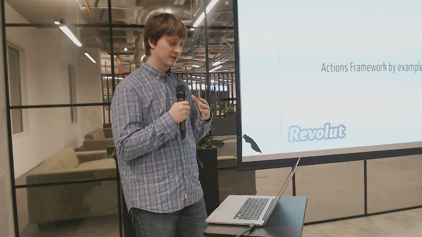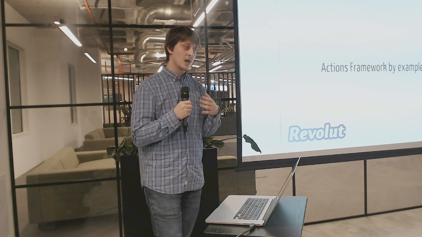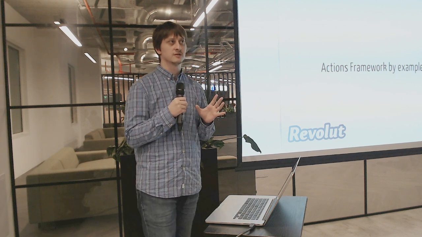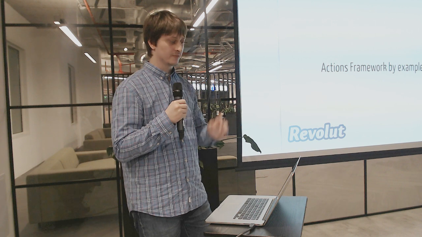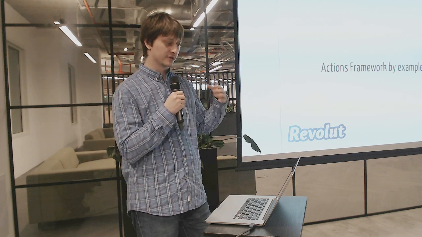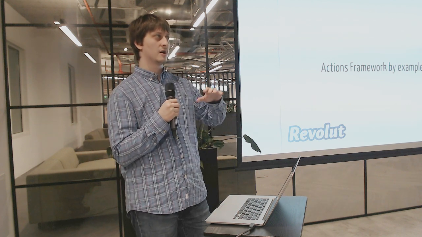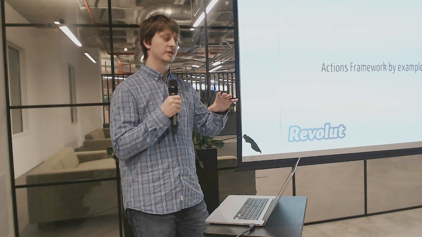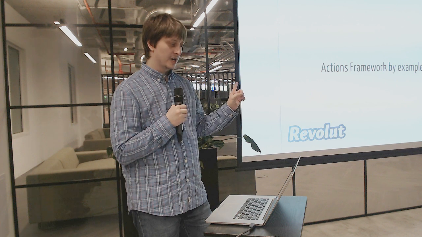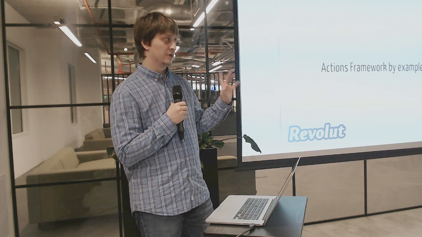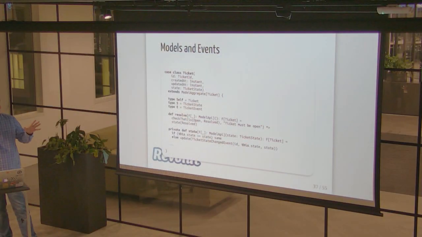Let's see some examples. I will use a really simplified example from our domain. Our domain is, as I said, customer support, so all our examples will be around the ticket model. Mind that the API is not finalized yet and could change. Okay, let's start with the model elements.